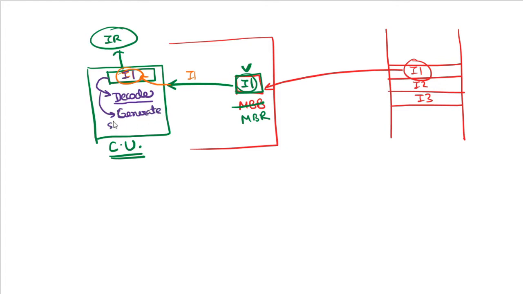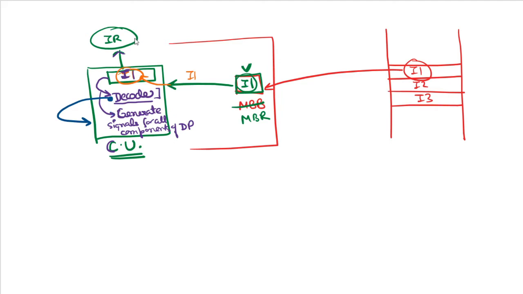signals for all components of data path. So first it will decode. What control unit will do is it will decode this instruction that is present in instruction register, and after decoding it will understand what this instruction means, right? And it also knows what all operations are to be performed in order to execute this instruction, right?